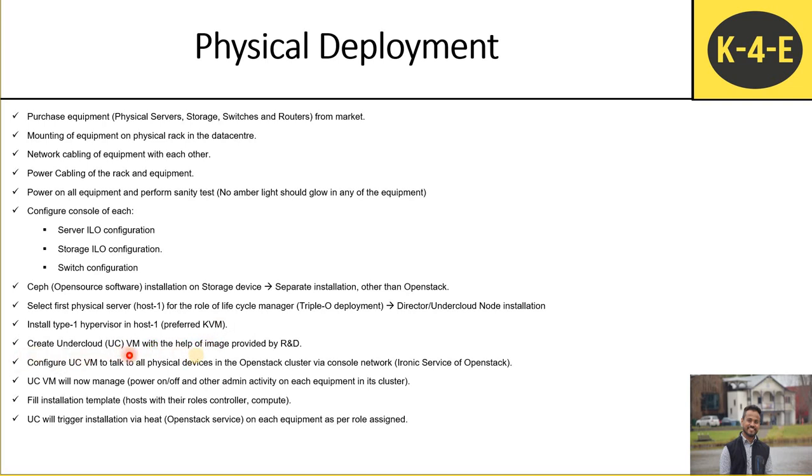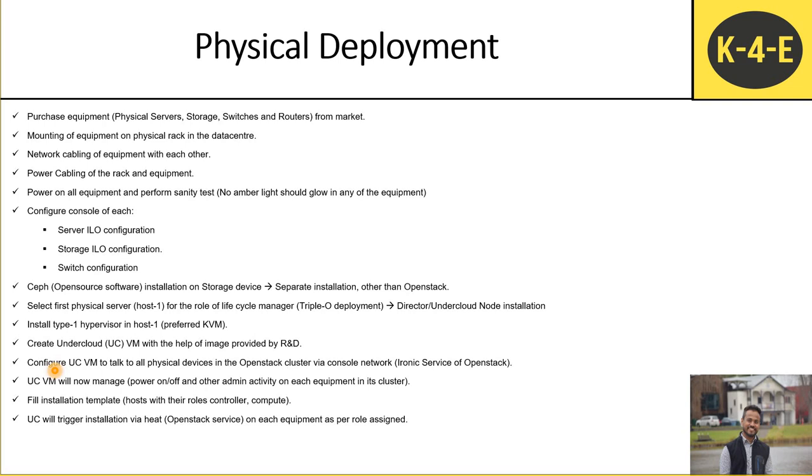Then you create the undercloud with the help of the VM image provided to you by your R&D. Then you configure the UCVM to talk to all the physical devices in your OpenStack cluster. There is a service in OpenStack called the Ironic service, used for bare metal provisioning of your physical servers. All the physical servers talk to the undercloud node with the help of the Ironic service, which is part of OpenStack. So I hope now you know why I called it OpenStack over OpenStack, because the first node itself is an all-in-one OpenStack.